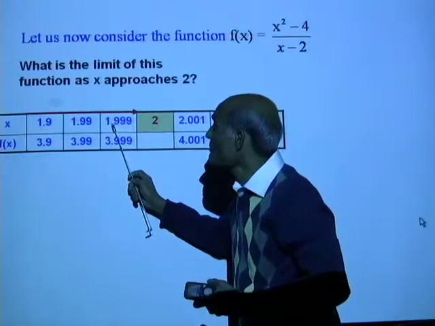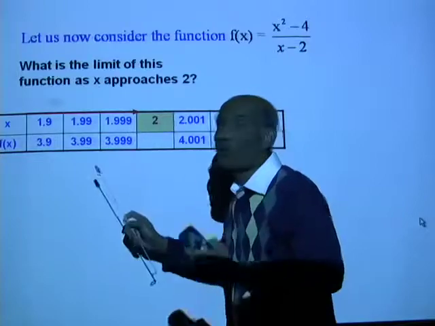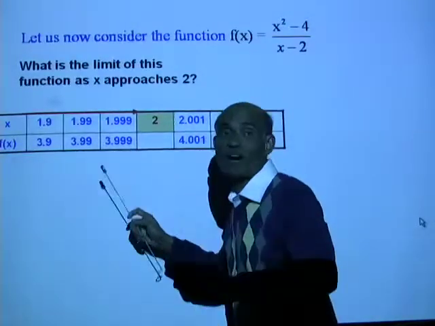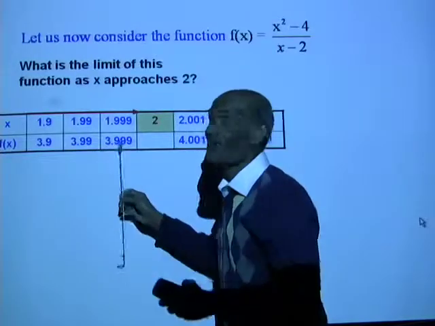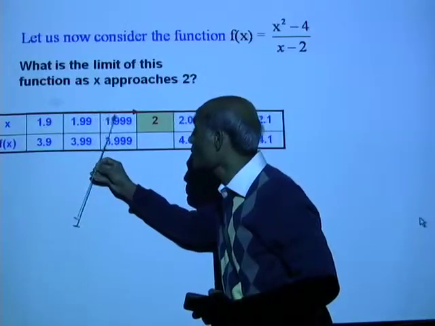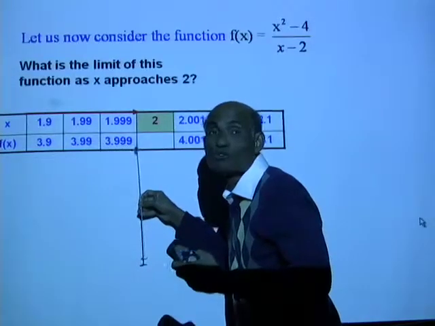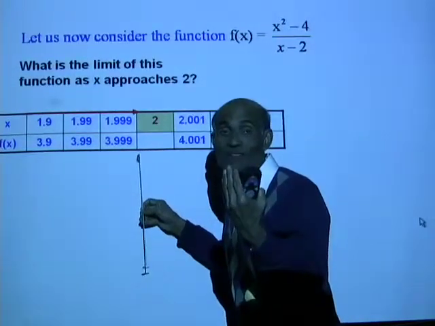You see, if the input is now 1.9999, the output will be 3.9999. That means as x gets closer and closer to 2 from the left, the output is getting closer and closer to 4, isn't it?